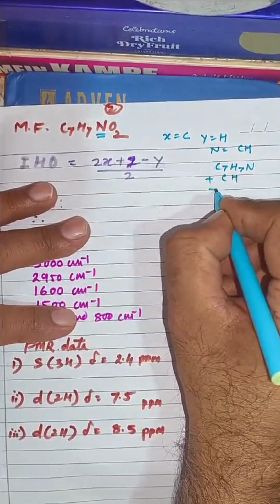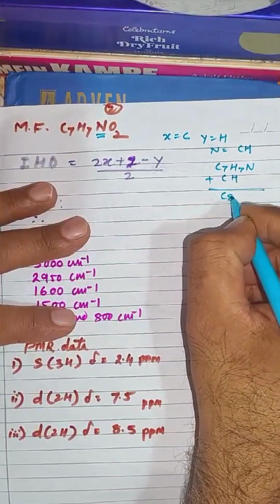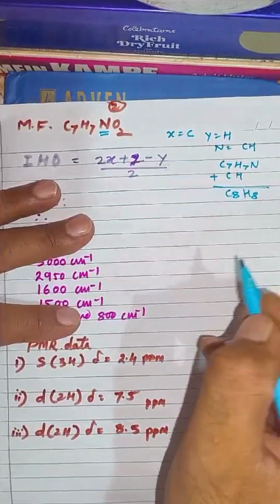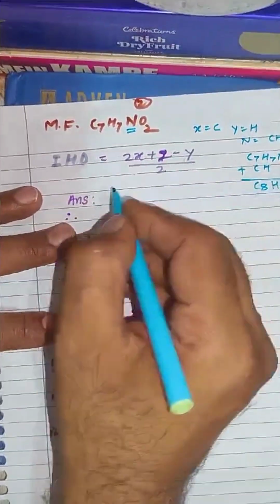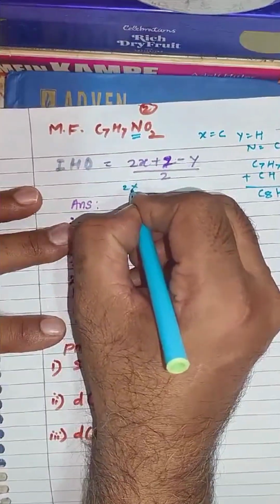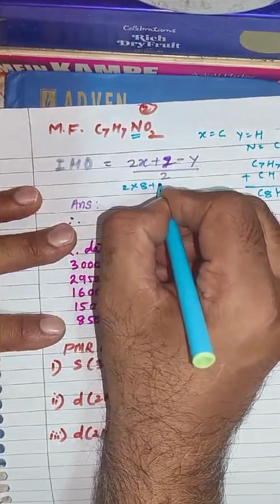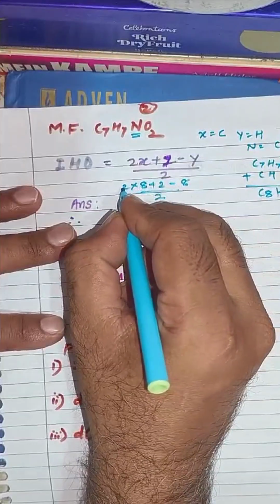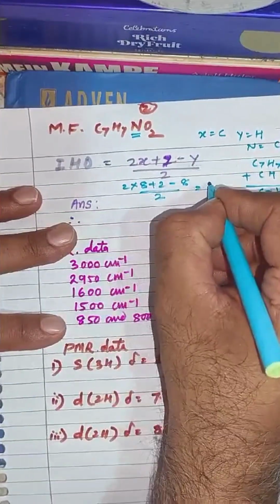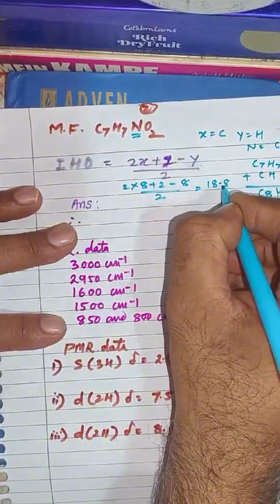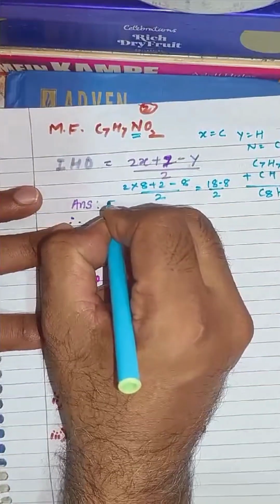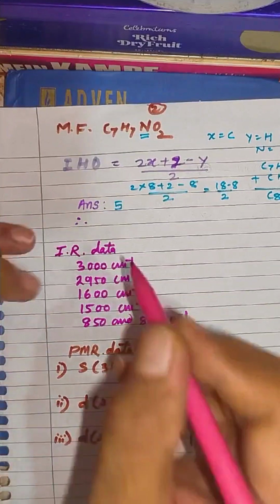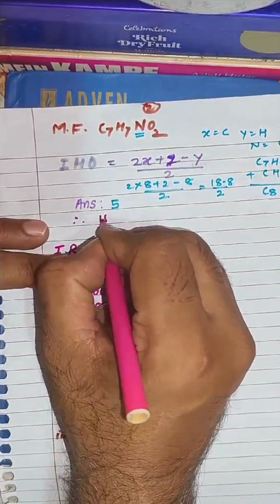We have to ignore the oxygen, so we add CH, and the molecular formula becomes C8H8. Now we can put this value in the formula: 2 into 8 plus 2 minus 8, divided by 2. So 16 plus 2 is 18, 18 minus 8 divided by 2. The answer comes to 5. So what we conclude is that the given compound is unsaturated.